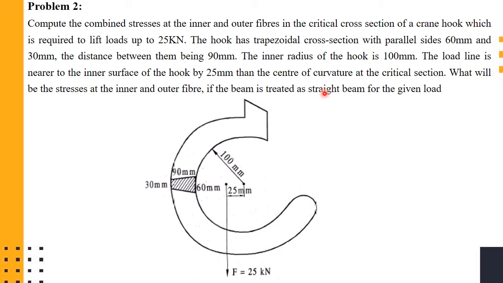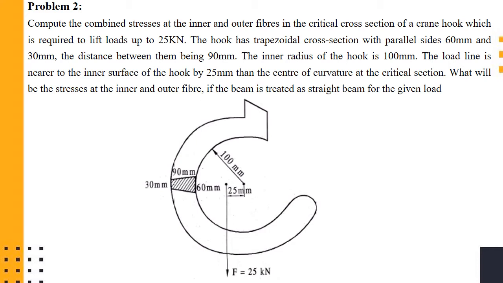So if we consider this trapezoidal cross section is not curved in nature, then what will happen? I have told you in the introduction class itself. In a straight beam, the two axes, the centroidal axis and the neutral axis, will fall through one line or pass through a single point. It passes through the centroid. Centroidal and neutral axis will be the same.